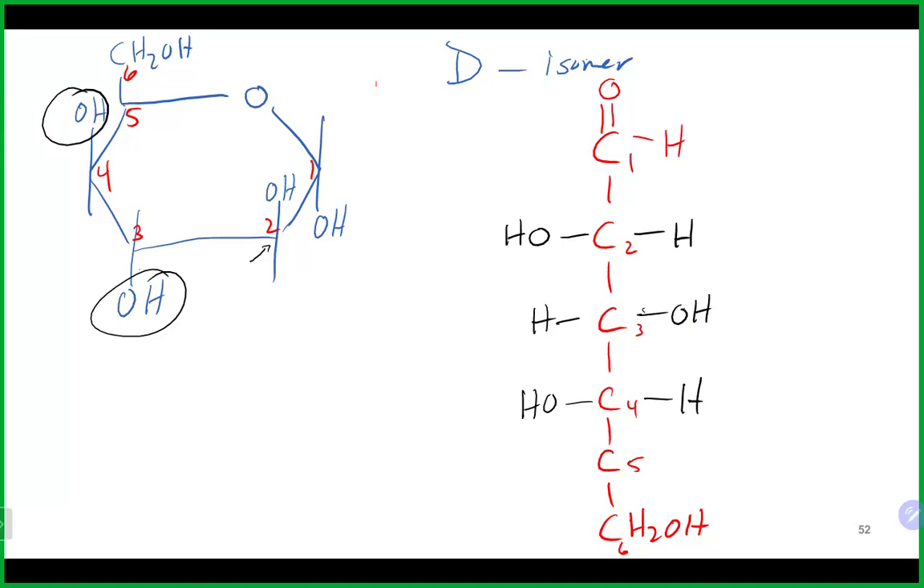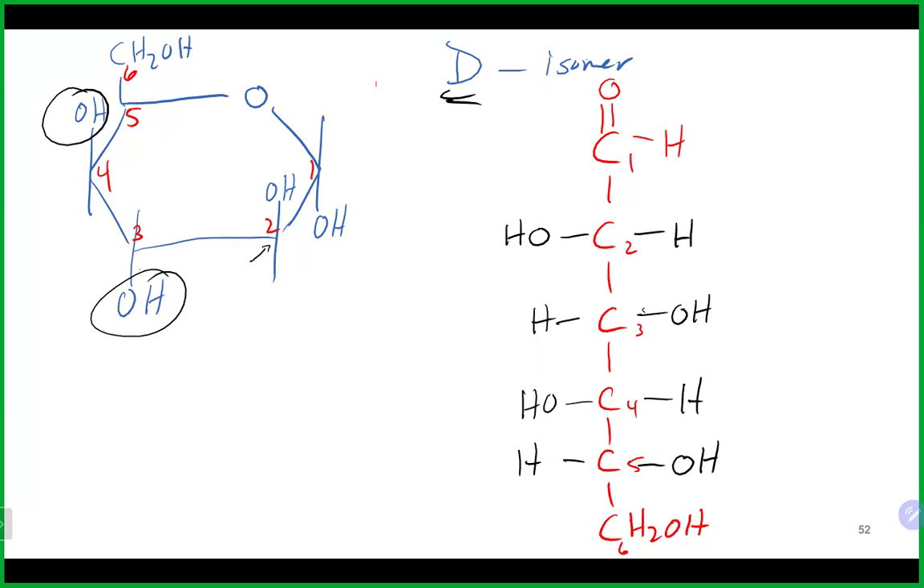What about my last carbon there, carbon number 5? Which side should the OH go on? I want to draw the D isomer, which means the last OH should go on the right-hand side, yeah, for the D. And there it is. I just opened my ring up there by going backwards. So you can go both ways.